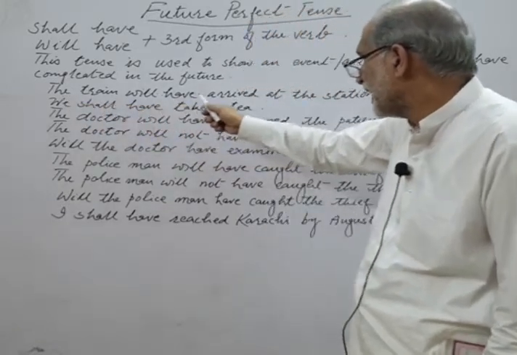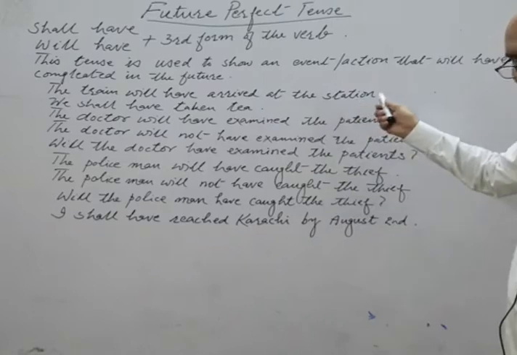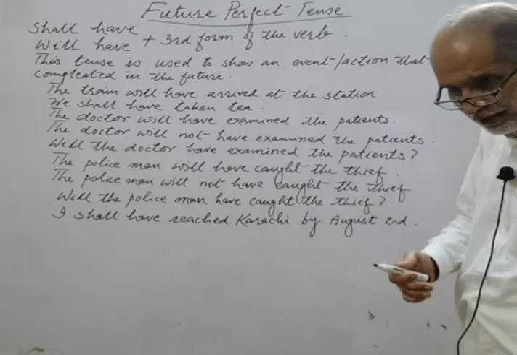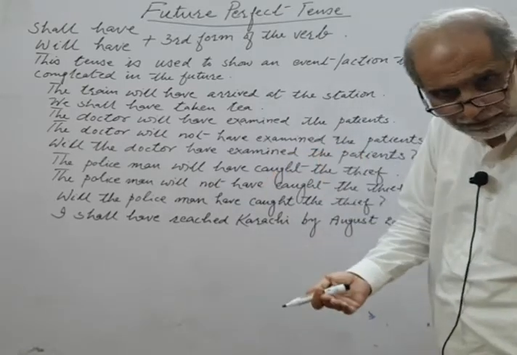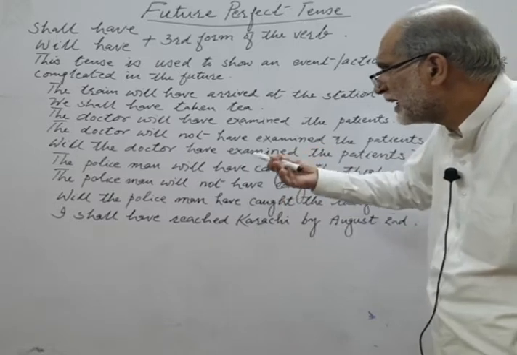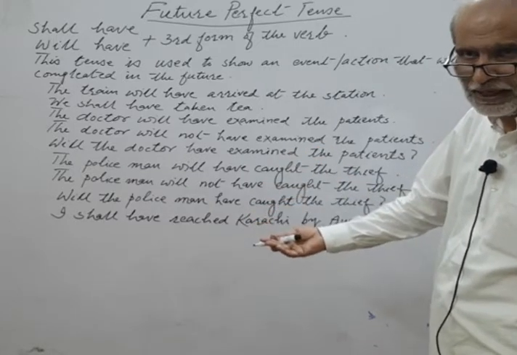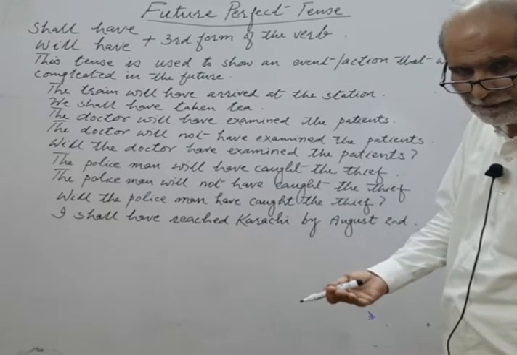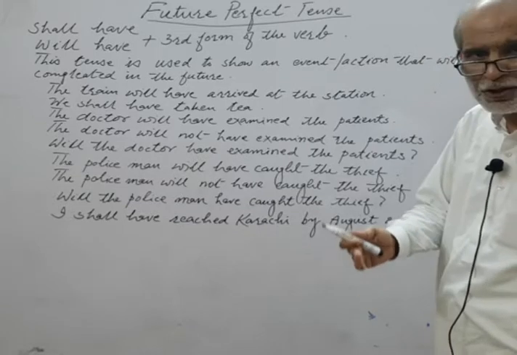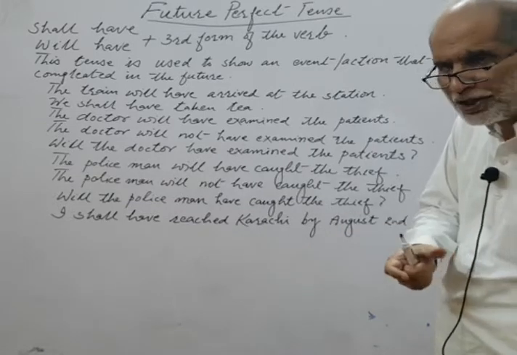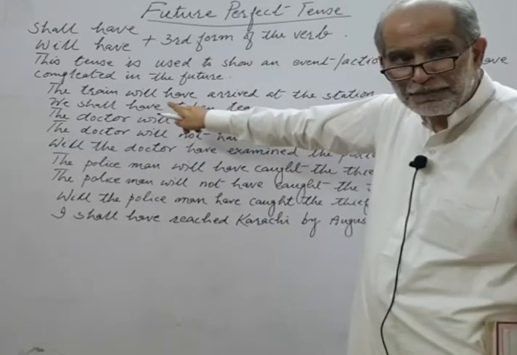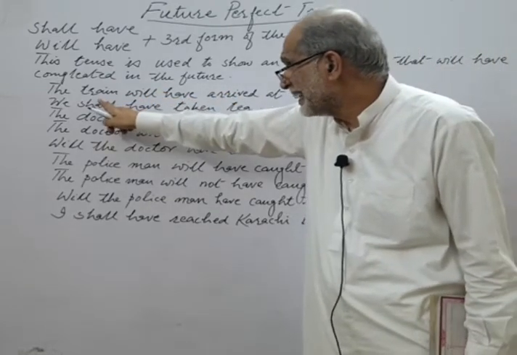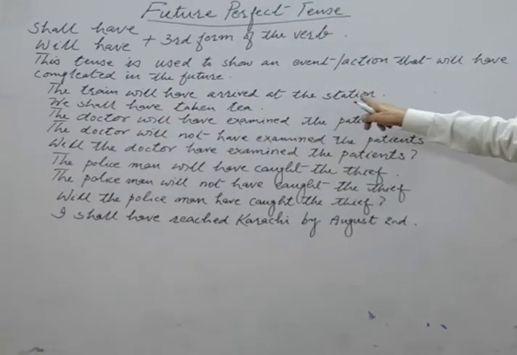The train will have arrived at the station. Okay? It's not present. It's not past. It is something in the future. Something will have happened in the future. You're sitting at your place, at your home, you look at your watch, and that is the time when the train arrives at the station, and you can say the train will have arrived at the station.